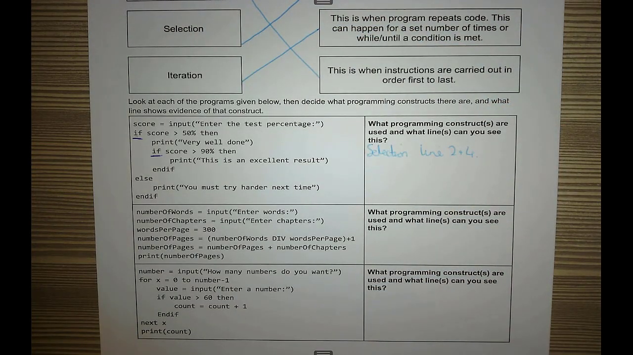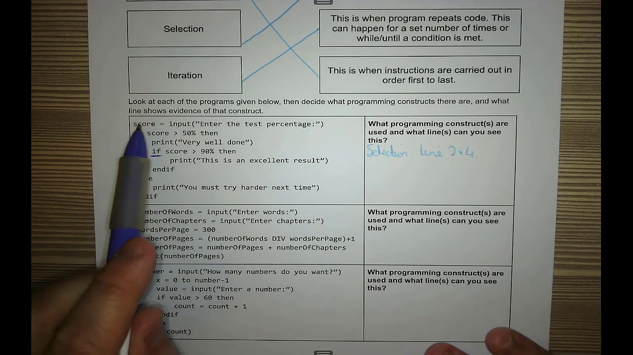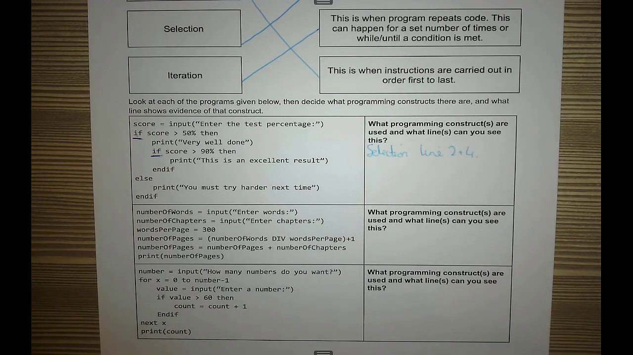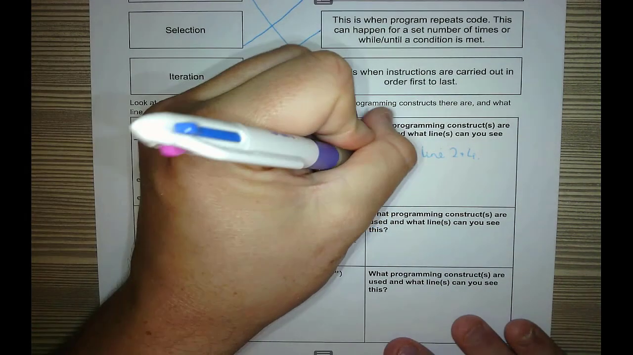Now, the other thing to be wary of is almost every program will have sequencing, because sequencing is just doing something in order. So you could say here from going from line 1 to line 2 is sequencing. So I'm also going to write sequencing.